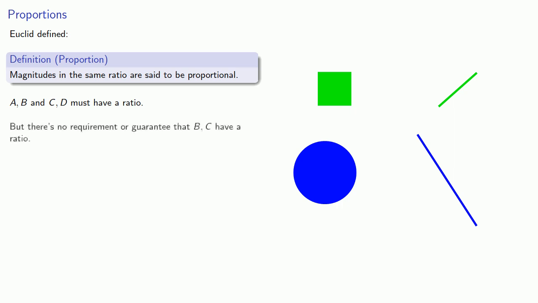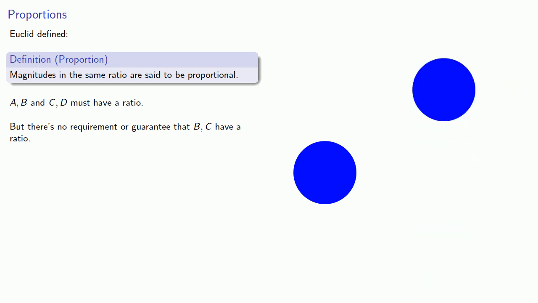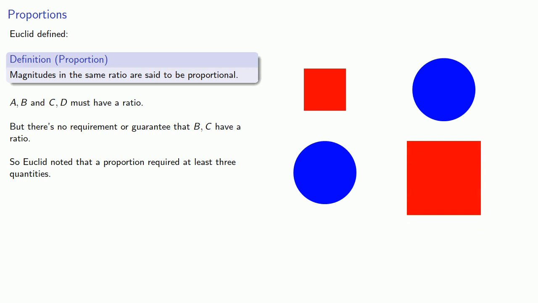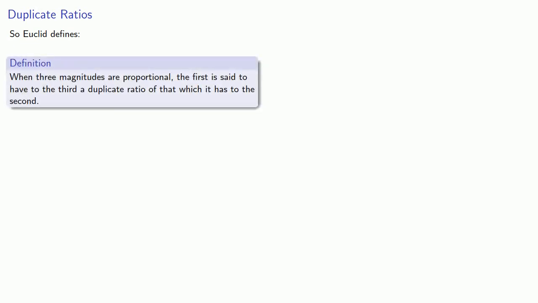However, there's no requirement that B and C have a ratio. They could be entirely different things that we can't find a ratio between. Now, if they did have a ratio, if B and C were the same things, then Euclid noted that a proportion required at least three quantities. And so Euclid then considered, suppose that we have three magnitudes proportional, then the first is said to have to the third a duplicate ratio of that which it has to the second.